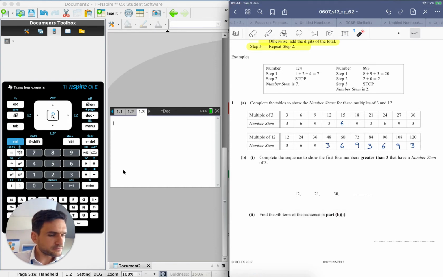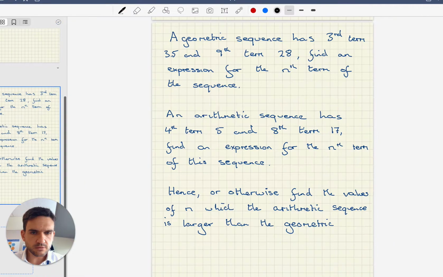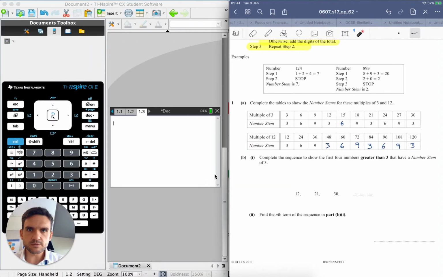Okay, complete the sequence to show the first 4 numbers greater than 3 that have a number stem of 3. Okay, so we're focused specifically on number stems of 3. So it's given me, well, I know 3 as a number stem, but it's saying greater than 3. So we're not going to concentrate on that first one, but we've got 12 here, which is a 3. We've got 21, which is my next 3, and then my next 3 is 30.